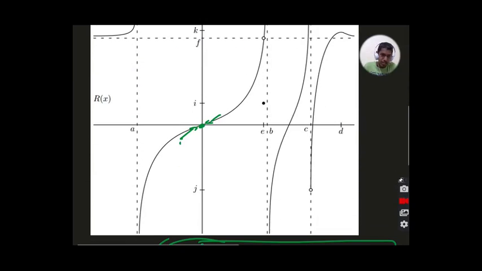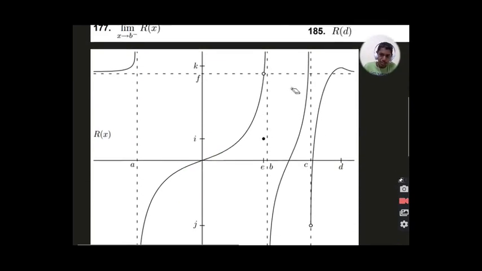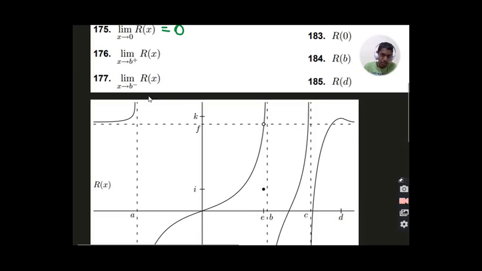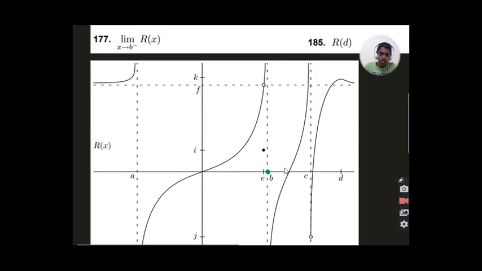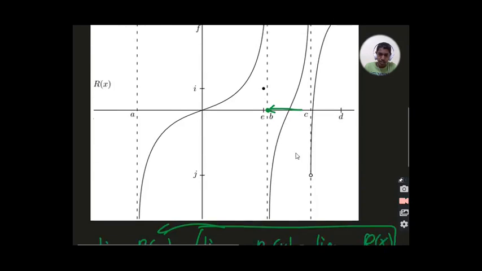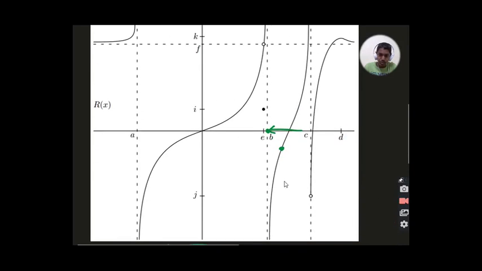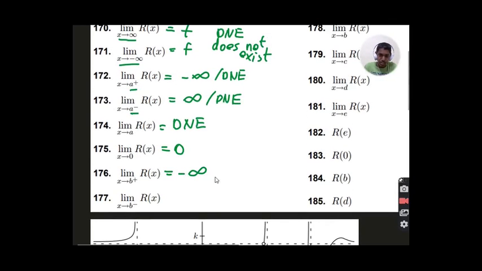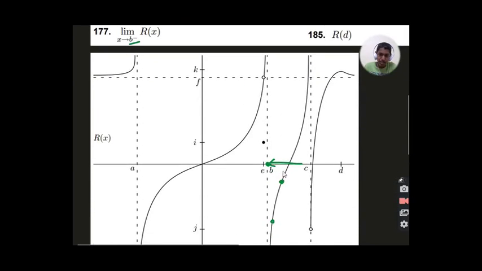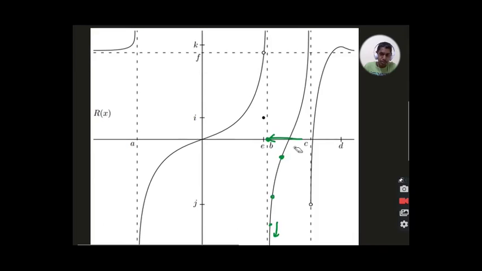Okay, next problem here is b plus. So x approaches b plus. Remember, it's x values that are greater than b, and we're approaching b from that side. So we're going to approach like this. And where does r of x go? It appears to go down to minus infinity. So that's going to be the answer there. Or we can write DNE. Okay, b minus, same idea, or similar idea.